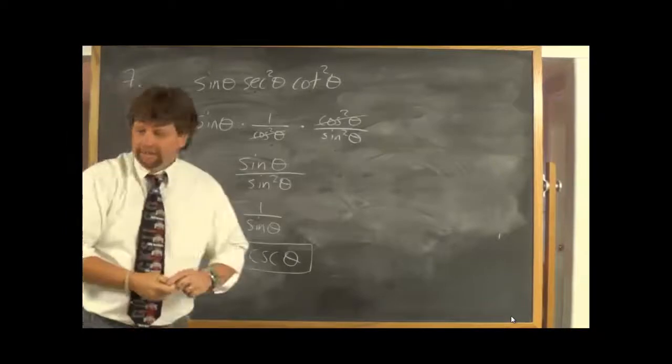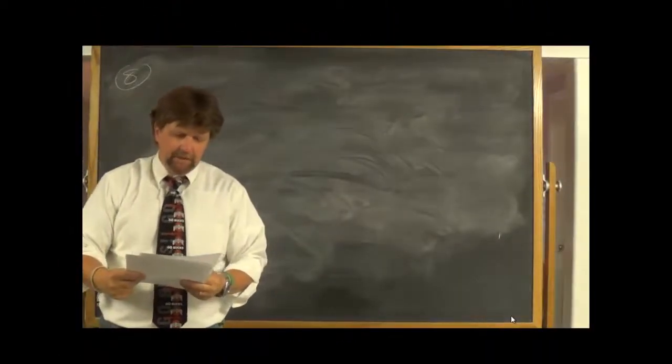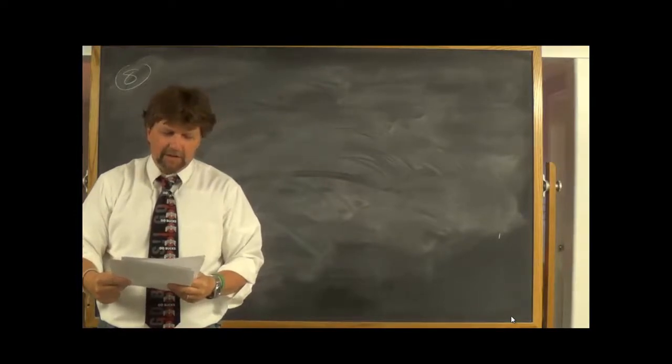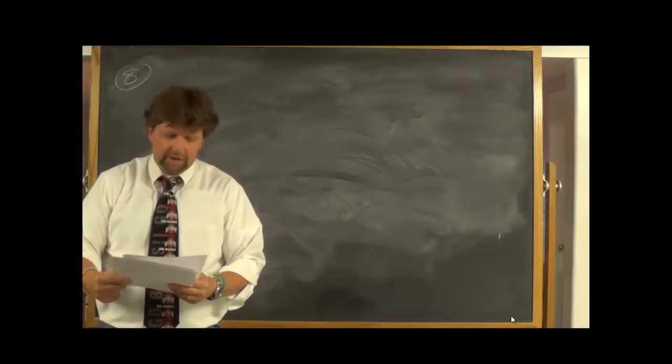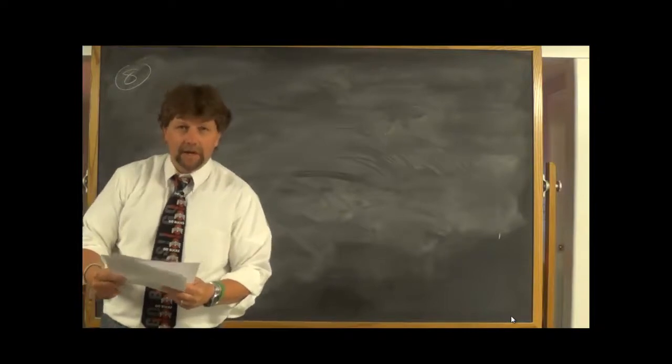Now that's number 7. All right, folks, for number 8, the problem said a bird 330 feet above the ground spots a mouse. It spots the mouse at an angle of depression of 55.4 degrees. Find the line of sight distance between the bird and the mouse.